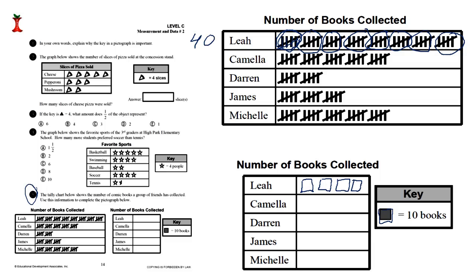What about Camilla? Well, let's count by 5s again. 5, 10, 15, 20, 25. So we're at 25. So for Camilla, we can put 2 squares. That will get us to 20. And then we put what? Not a full square, but half a square. So those are your hints. Let's get started.